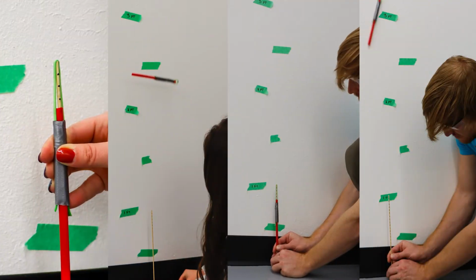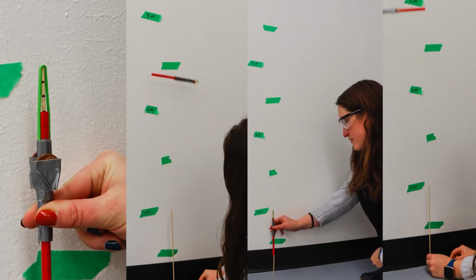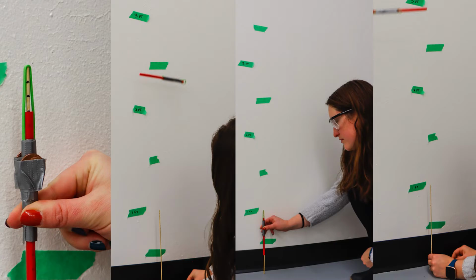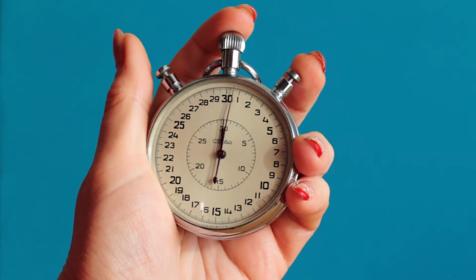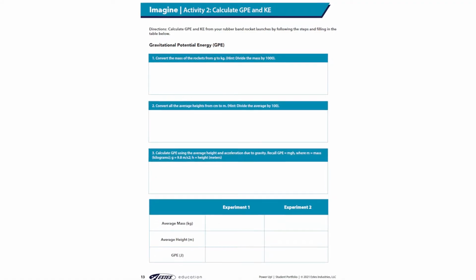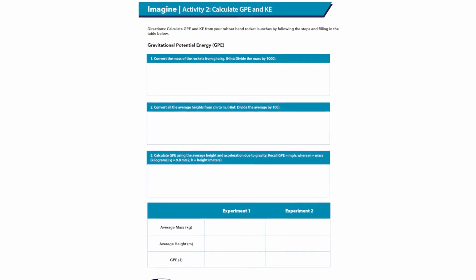They'll launch each rocket 6 times, 3 with one weight and 3 with an additional weight. They'll also be recording the time from launch to apogee. Then they'll move on to Activity 2, where they'll calculate the gravitational potential energy and the kinetic energy. We always include this type of activity during the Imagine section to help students better understand the topics that were described in the slide presentation before they move on to building their actual rockets.